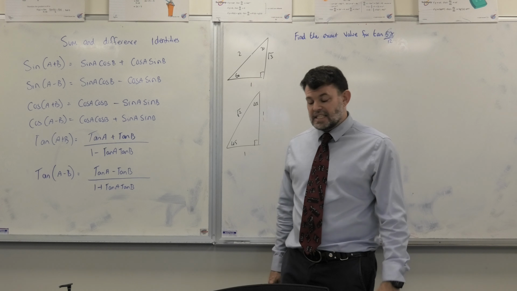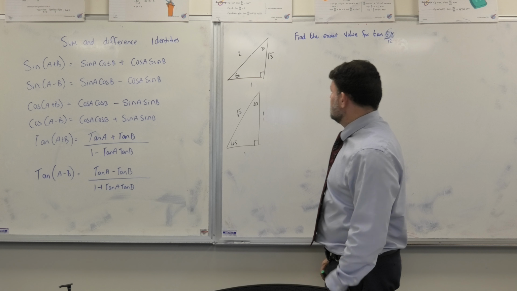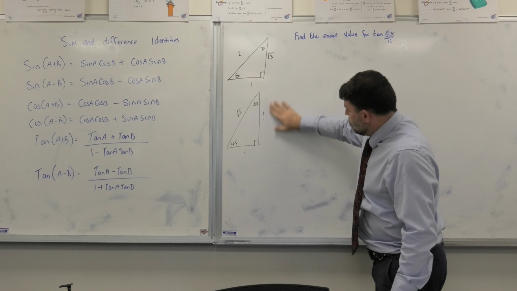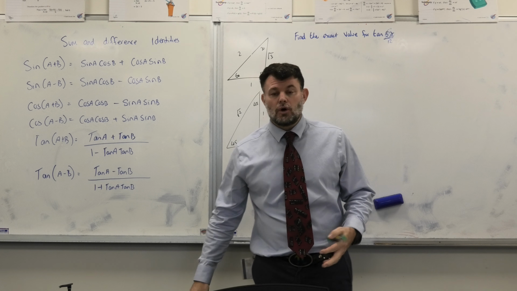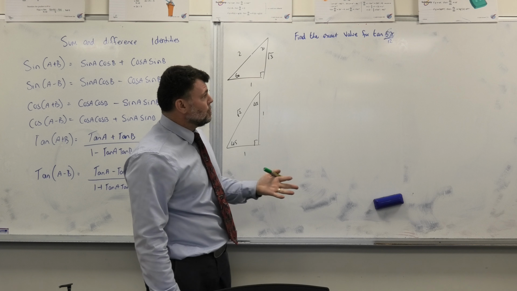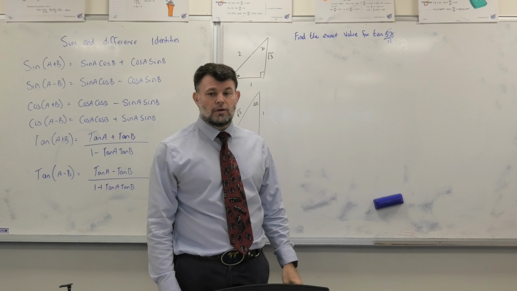Welcome back to the last example of the sum and difference identities. This time we're going to look at using some of our special triangles to help us solve this question at the top. We've been asked to find the exact value for tan 5π/12.